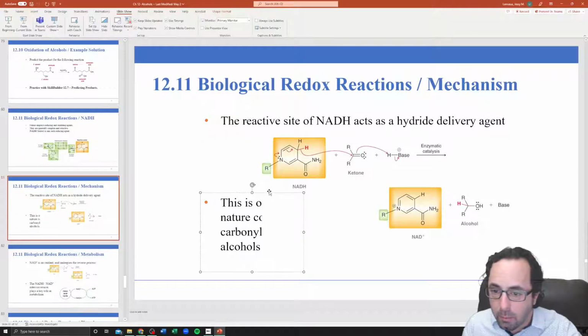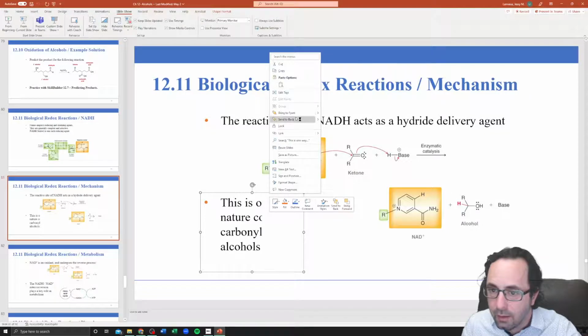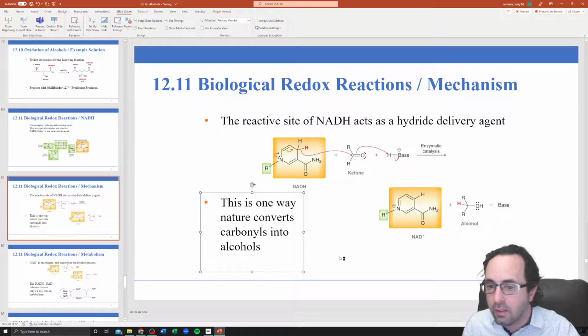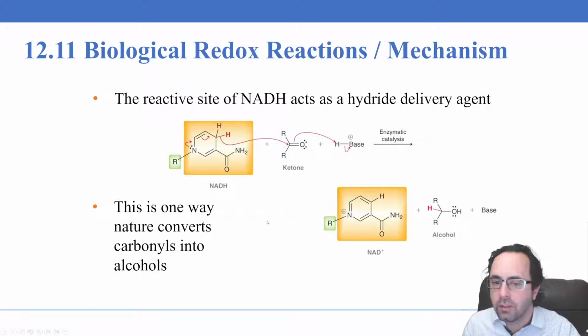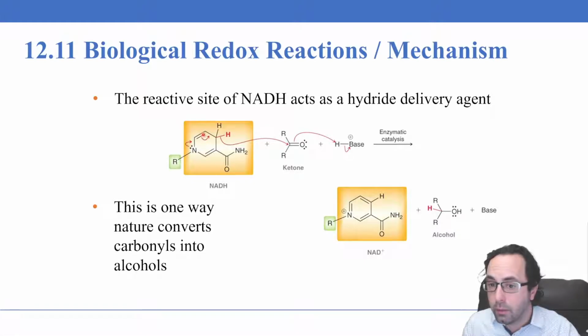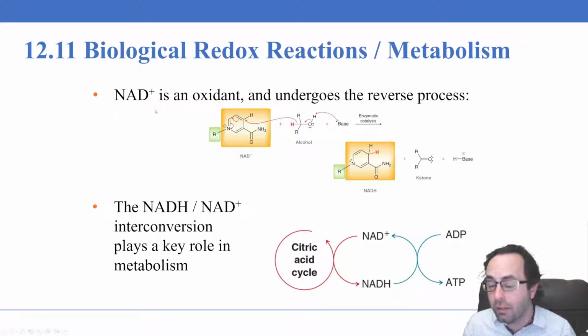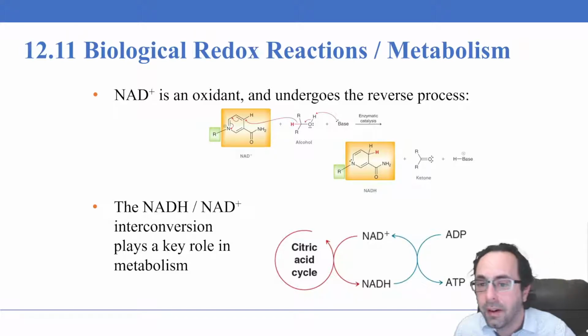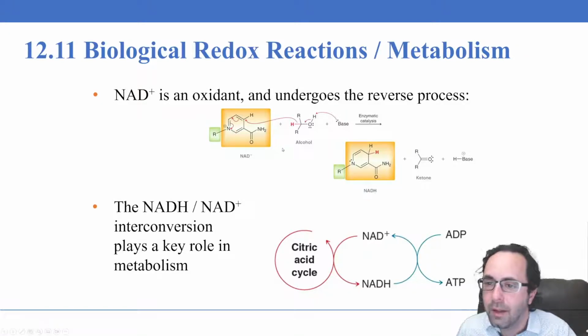For some reason this box here went behind in front here. So this is one way that nature in biology converts carbonyls into alcohols. And NAD itself, just like NADH was a reducing agent, NAD plus, after it's lost the proton, is an oxidizing agent. So it can grab the proton back from somewhere. So if you want to turn alcohol into a carbonyl, it will grab that proton there, and then we have those resonance arrows bringing the lone pair back to this nitrogen.